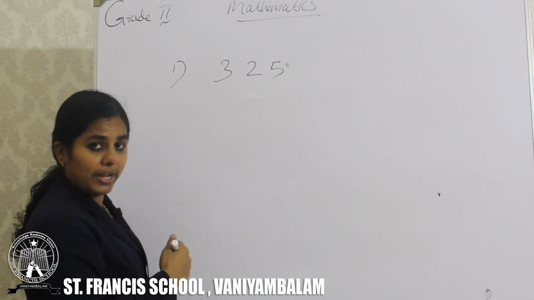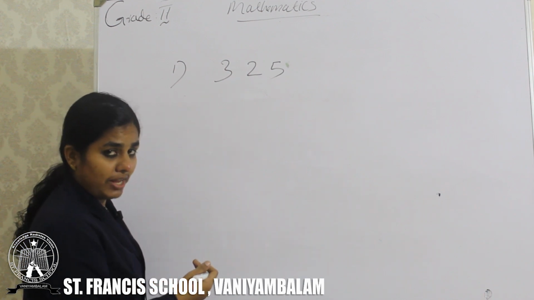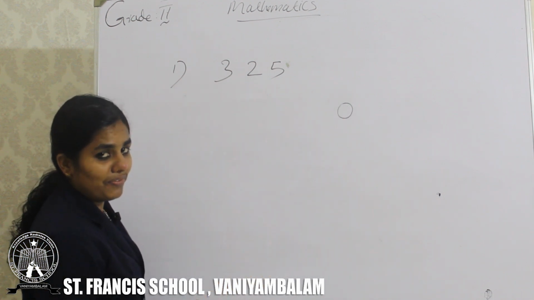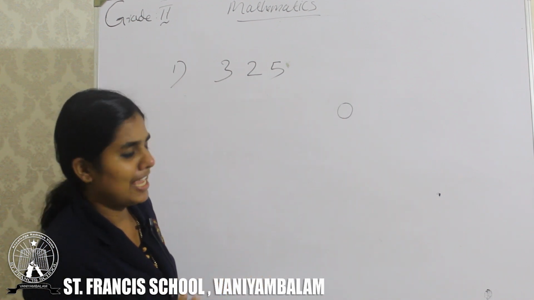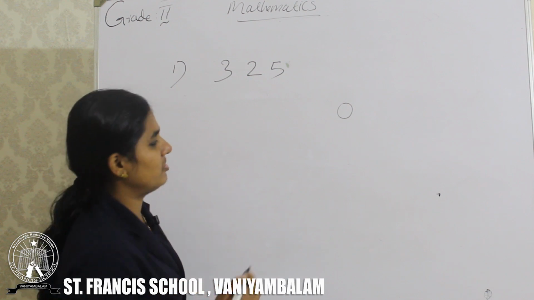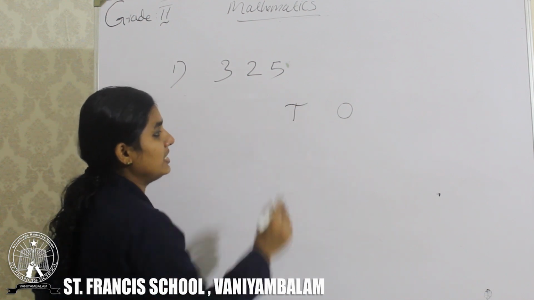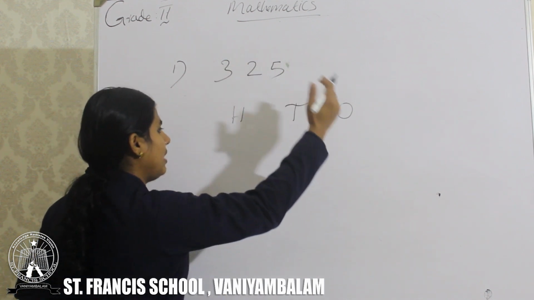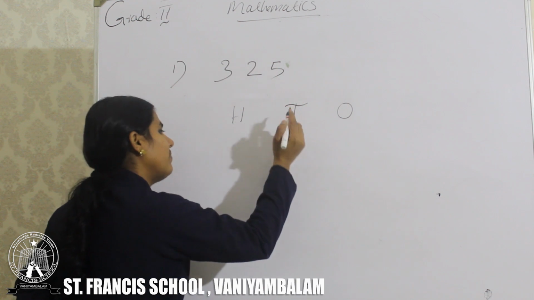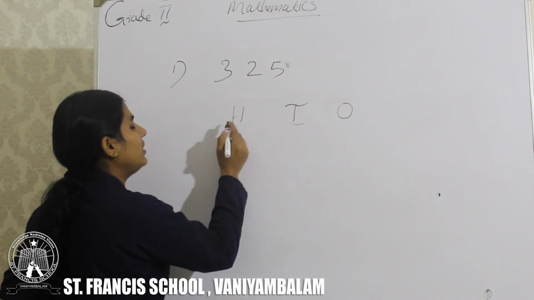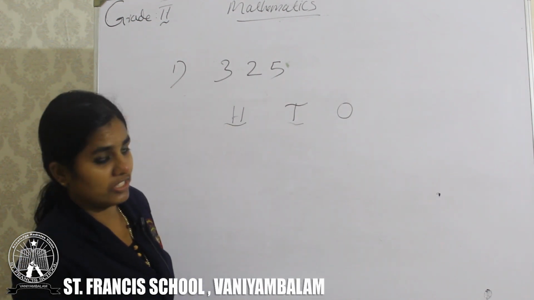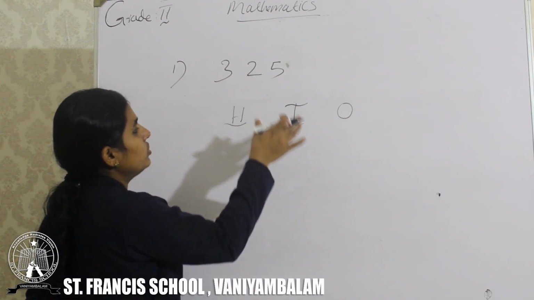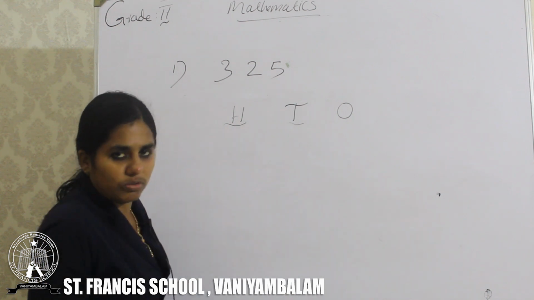On the right side we have which place? Ones. Left of the ones we have tens. Left of the tens we have hundreds. You know this every time: right side ones, left of the ones tens, left of the tens hundreds. Then what do we want to do? This number we want to write below this place value chart.